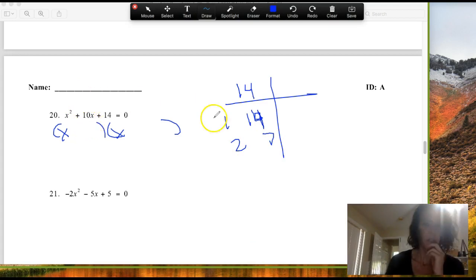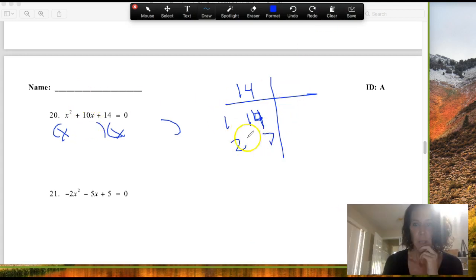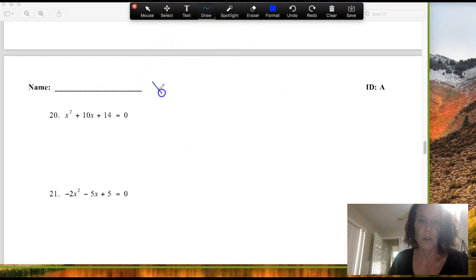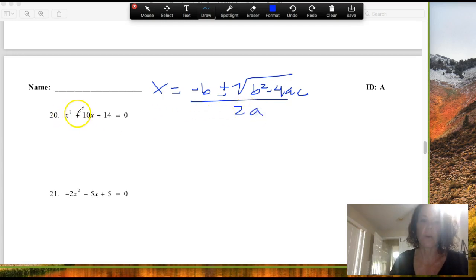So since it doesn't factor pretty, these don't add up to be 10. It's going to be some weird numbers. I could complete the square, or I could use the quadratic formula. I always pick the quadratic formula over completing the square. I just think it's more straightforward. So I'm going to go x equals -b plus or minus the square root of b squared minus 4ac all over 2a. And then let's go ahead and do that.